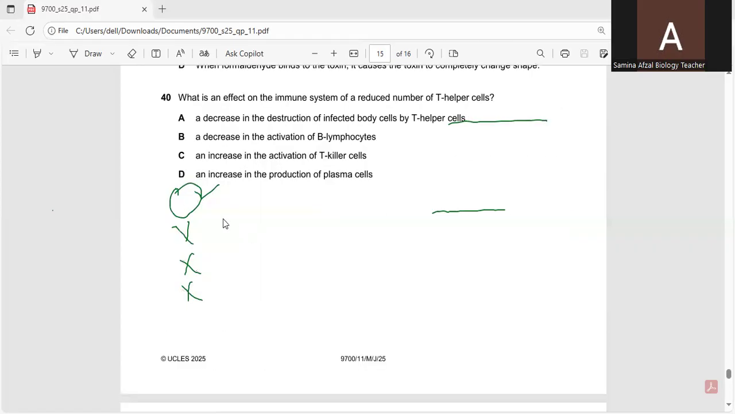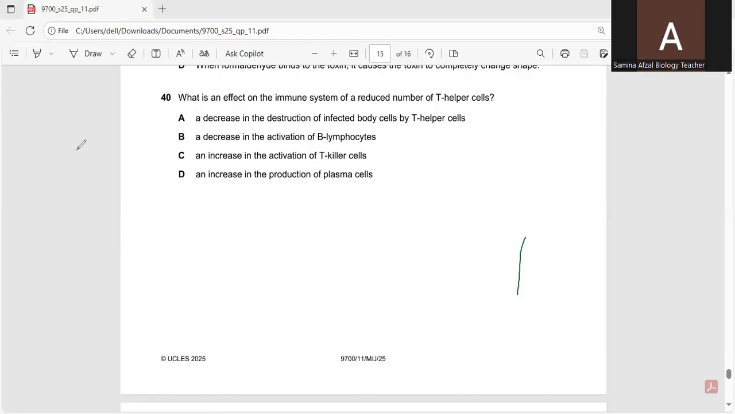Question number 40. And question number 40 is, what is an effect on the immune system of a reduced number of T helper cells? What is the effect on the immune system? So I will discuss the four options one by one. A: a decrease in the destruction of infected body cells by T helper cells.